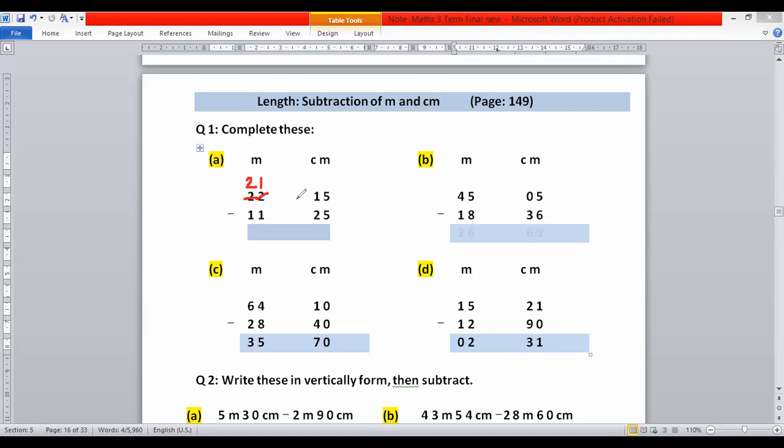So all of you know that 1 meter equal to 100 centimeter. So here already we have 15 centimeter. When we add 100 with 15, we get 115. Means here when you take 1 meter, this is very important thing. 1 meter mean 100 centimeter. It means you are taking 100 centimeter from next, and already we have 15 centimeters. So when we add, we get 115 centimeters.